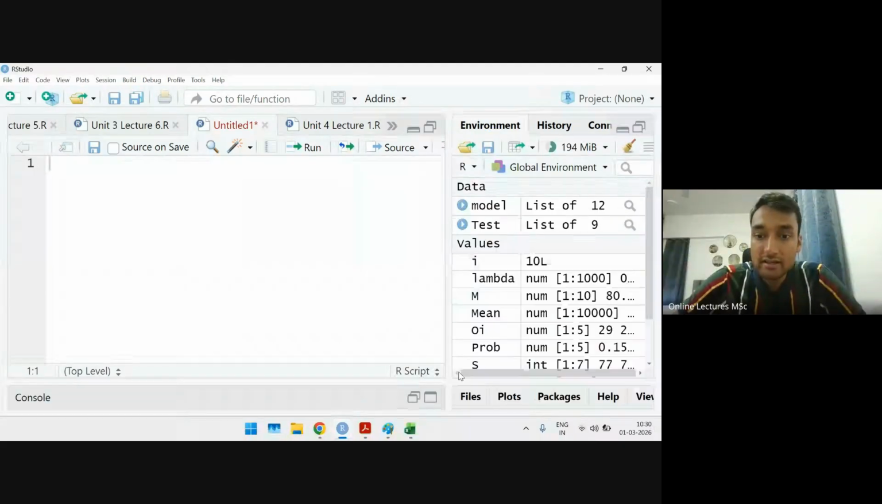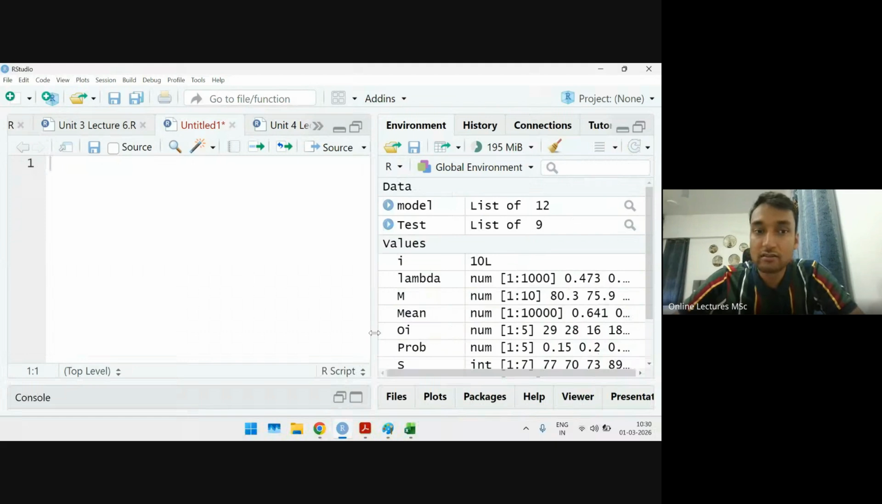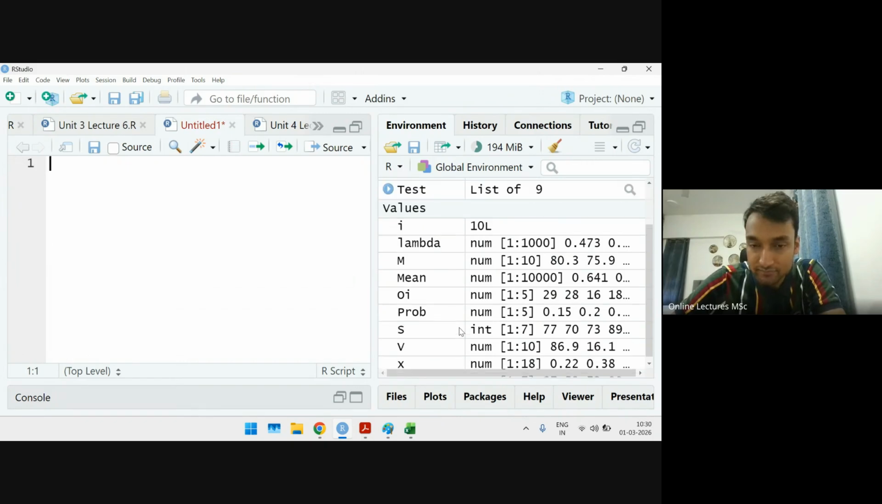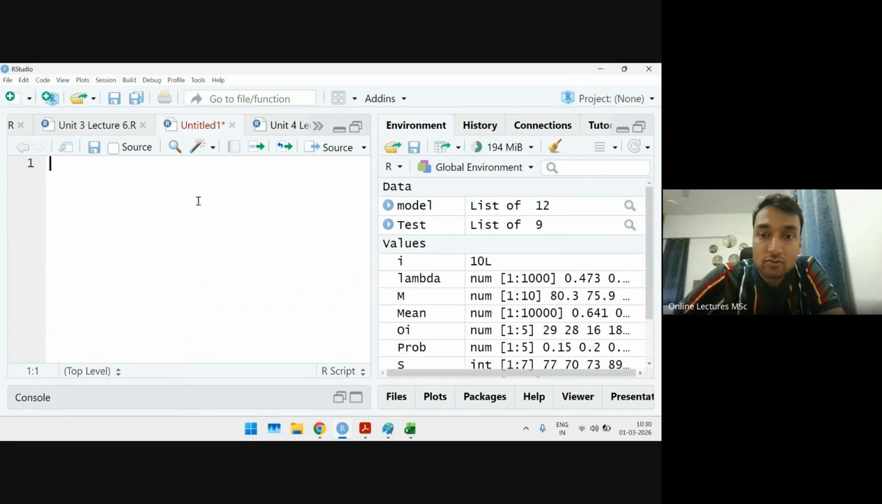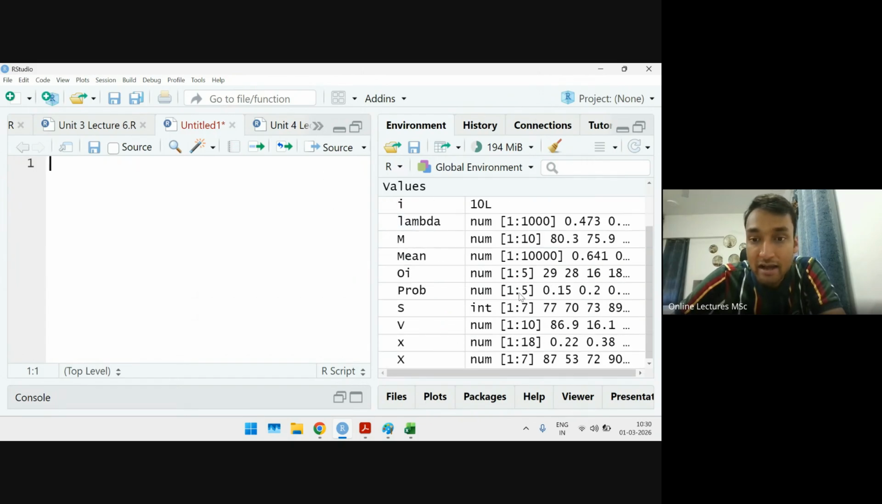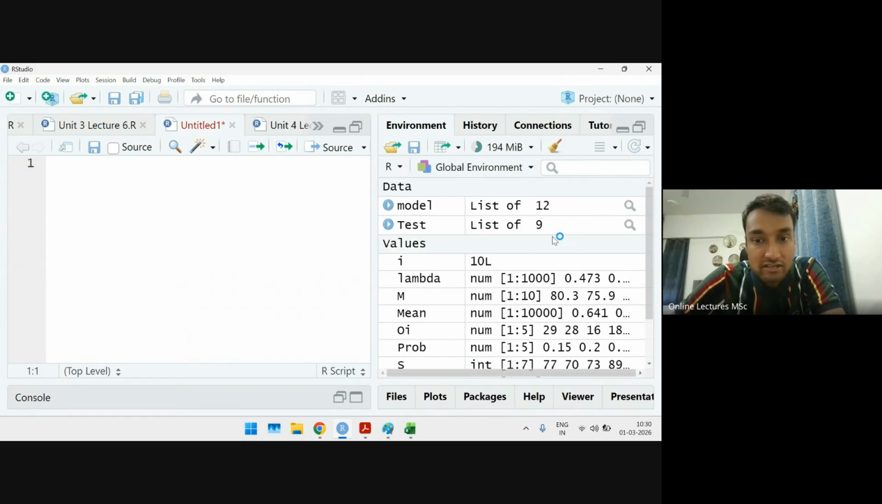Now, if you see my environment of R, there are so many variables that I've created, correct? And obviously, when we shut down the PC, everything gets wiped off, given that you never saved them. So often what happens is that I may want to save everything I have in my R's memory.